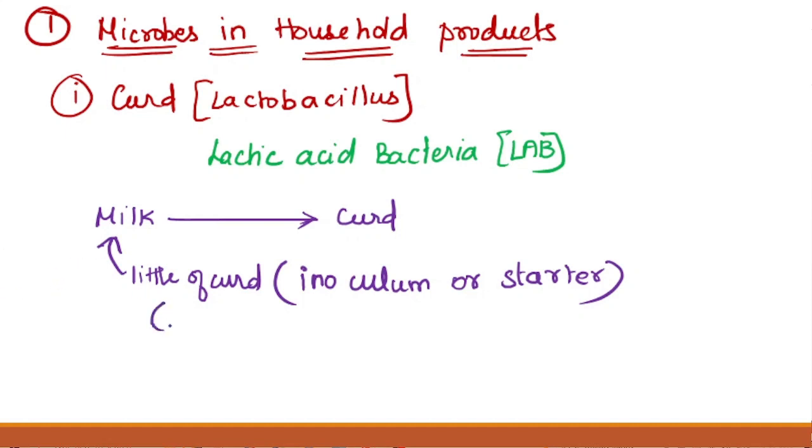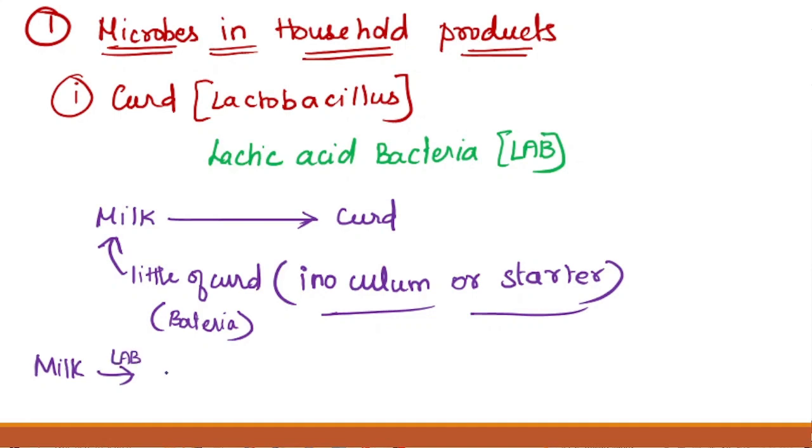Already a lot of lactobacillus bacteria will be present in the curd. That bacteria goes into the milk, starts to multiply there, and gives you the result as curd. Now what happens when this lactic acid bacteria enters the milk? When you add an inoculum or starter into the milk, the lactic acid bacteria, the LAB, start to multiply.